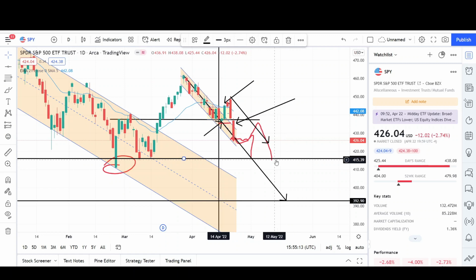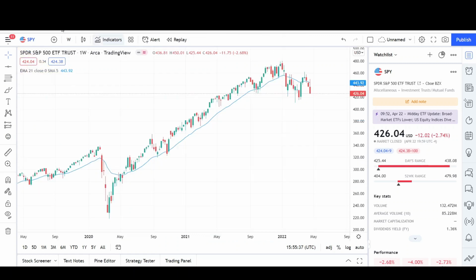So let's go and wrap it up on the weekly chart. Here we have the weekly chart for SPY. Again, this was a spike in channel working higher.